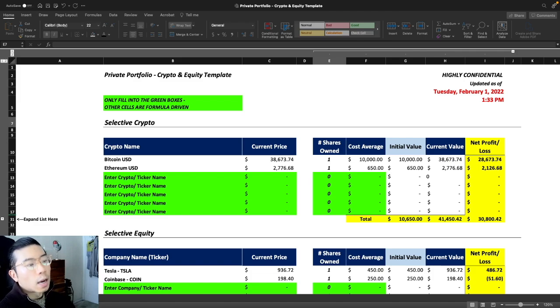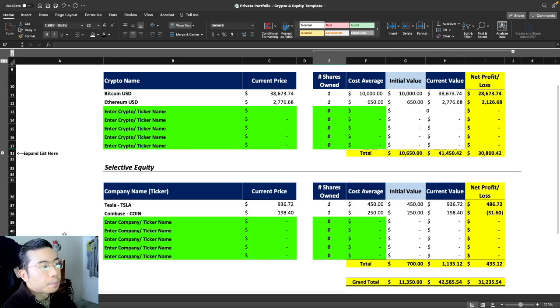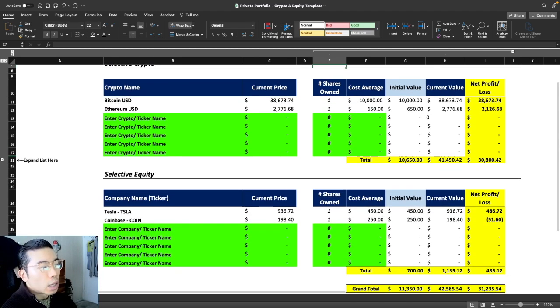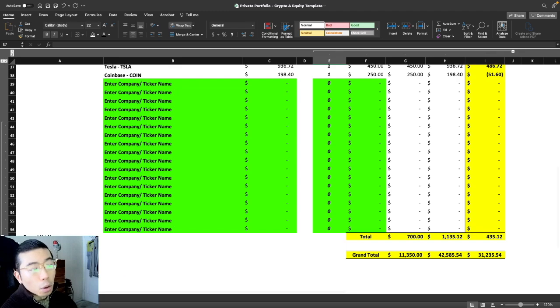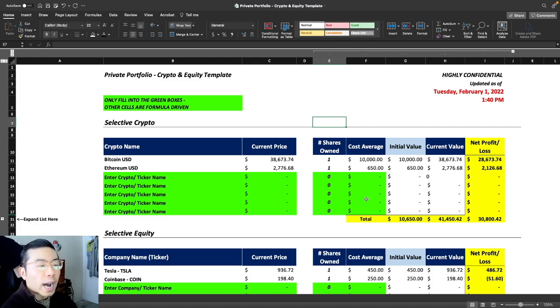So one of the implementations or inclusions would be crypto templates or equity templates that I use personally. Basically, you use this Excel spreadsheet, which is relatively dynamic. The list expands all the way to 20 crypto and 20 stocks, depending on your portfolio size. And you update this on a daily basis to keep track of your cost average, your initial value that you have invested in, and your P&L, right, which is critical to understand how your portfolio is performing on a daily basis.